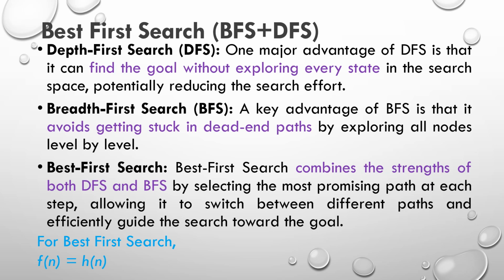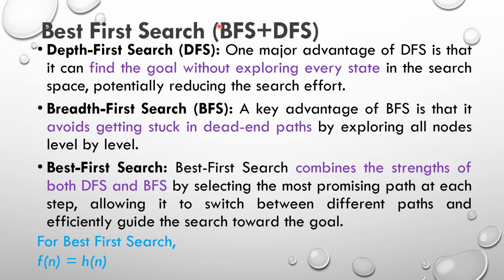Best first search algorithm is one type of informed search. So informed search uses domain knowledge. It uses the domain knowledge in the meaning of additional information that leads the path to reach the goal node in an optimal way. So best first search algorithm is the combination of breadth first search and depth first search.